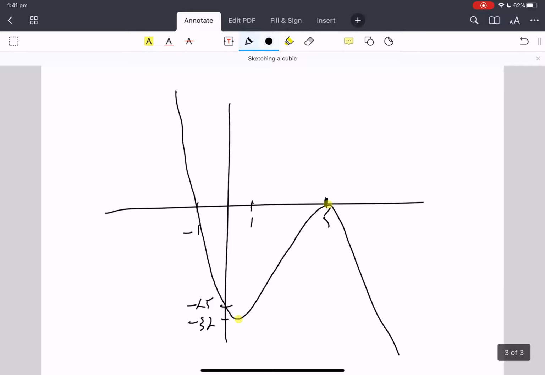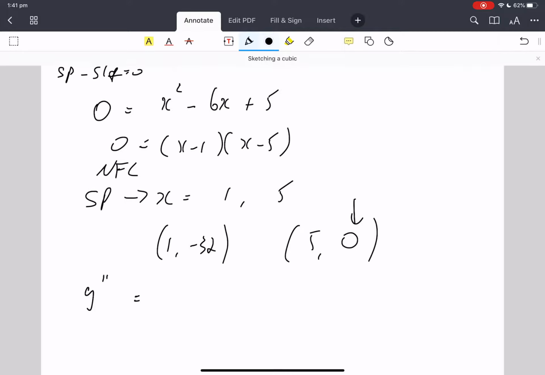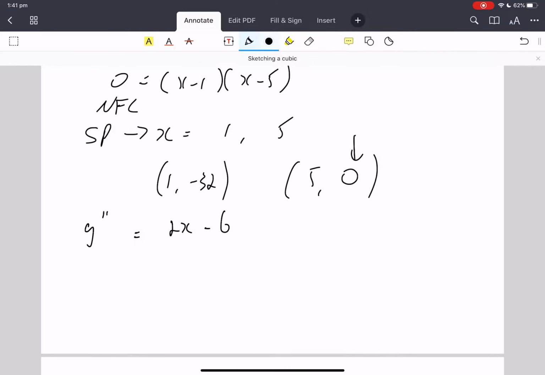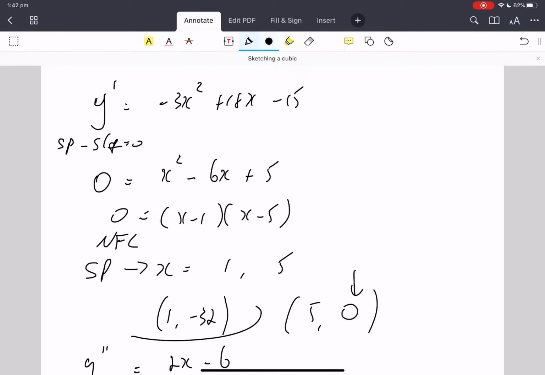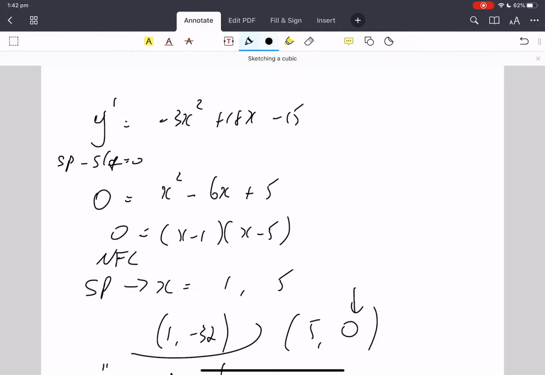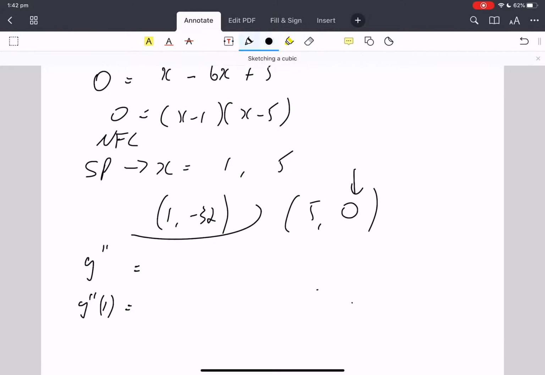Okay, the other thing we've got to do, although it's silly, we need to prove that that's a maximum and that's a minimum mathematically. Clearly we do know that. So y double dash, what's y double dash? 2x minus 6. Y double dash of 1 will be negative, therefore that's a maximum. What have I done there? You got to be careful, don't you? That's not y double dash. Got to be so careful.